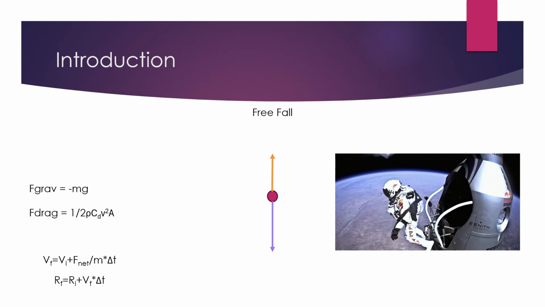So we have our force of gravity equation, force of drag equation, 1/2 rho, which is the density of air, times the drag coefficient, times the speed squared, times the cross-sectional area. And then, of course, we have our lovely velocity and position updates. And what we're going to see here is very, very simple. Just one object, two forces acting upon it, gravity and drag, both opposing.